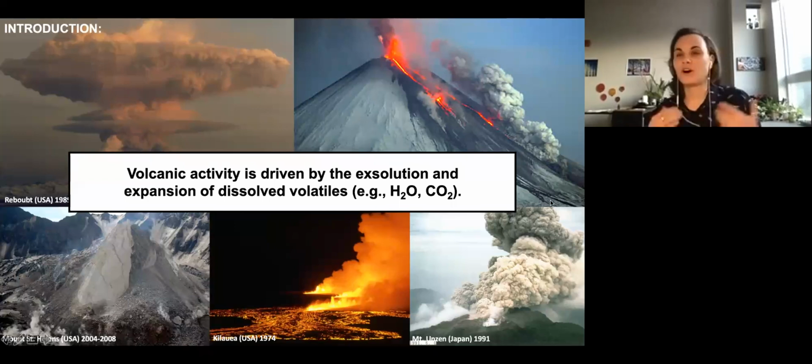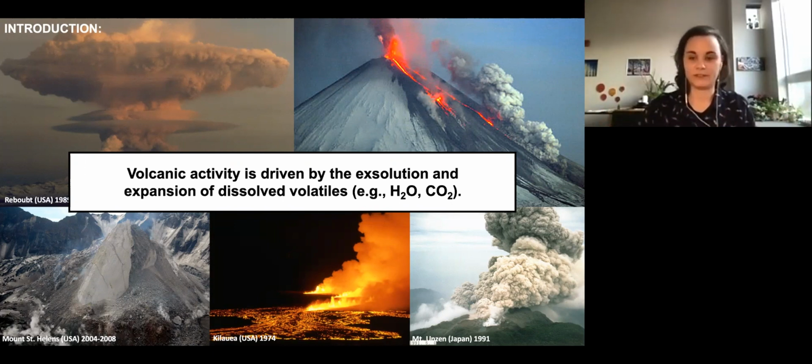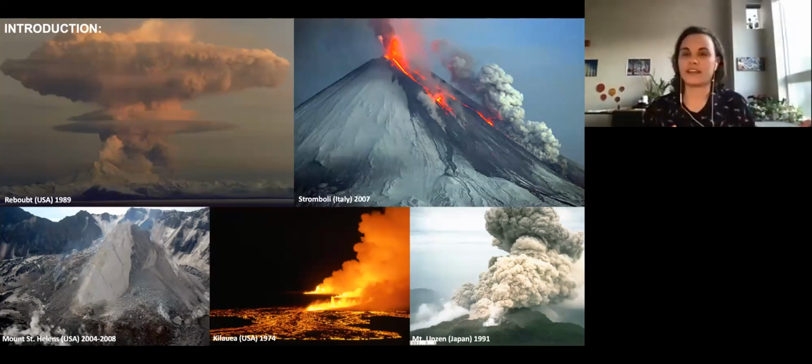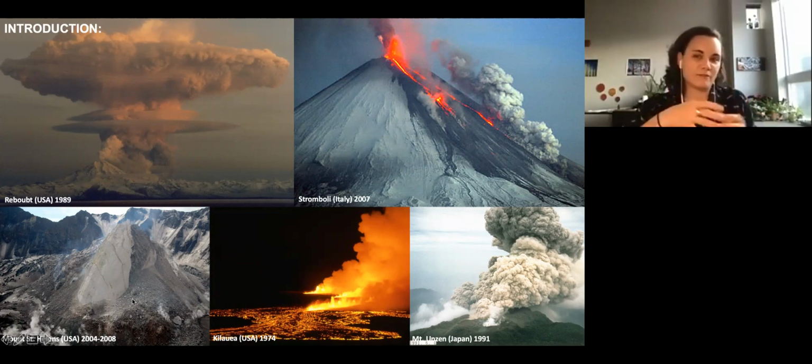There we go. All volcanic activity is driven by the exsolution and expansion of dissolved volatiles, namely water and CO2, but a few other gases come into play as well. And yet we see a diverse array of eruptive styles. This can include relatively quiescent lava effusion, beautiful fire fountaining, as we're seeing right now at Etna, and as we saw in Stromboli in 2007, as well as the explosive ejection of rock fragments, either to produce big, beautiful plumes or ground-hugging density currents. And we can also get the extrusion of spines of crystal-rich, dense magmas.